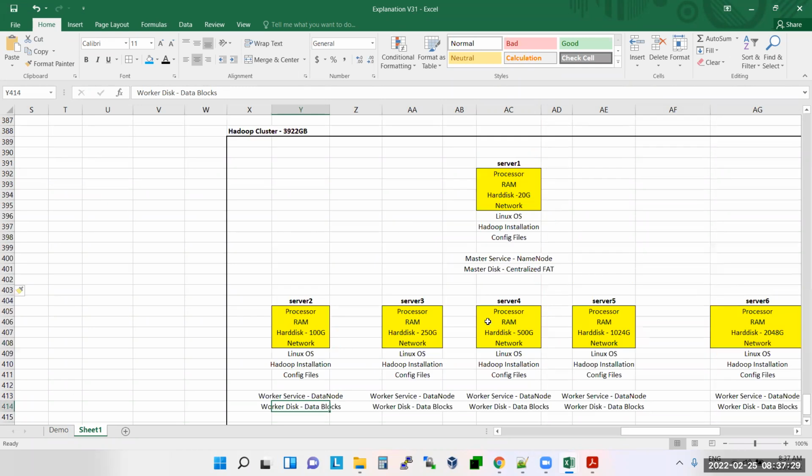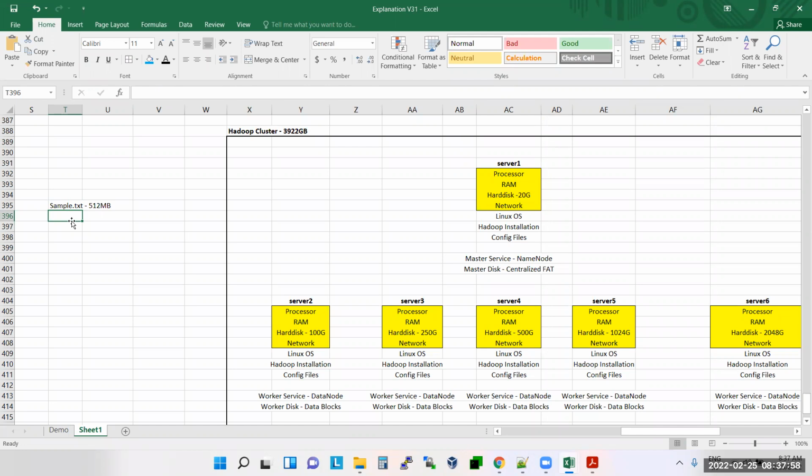So now, let me tell you how the writing process will work here, data writing. Let's say I have sample.txt, which is 512 MB. I want to write this file into this storage. So how will the writing happen here?